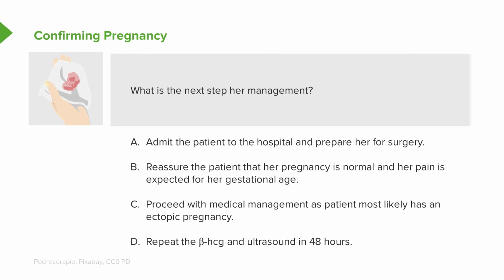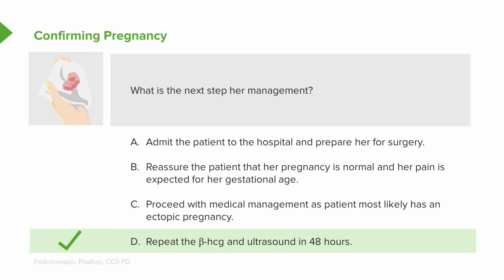So what is the next best step in her management? A, admit the patient to the hospital and prepare for surgery. B, reassure the patient that her pregnancy is normal and her pain is expected for her gestational age. C, proceed with medical management as patient most likely has an ectopic pregnancy. Or D, repeat the beta-HCG and ultrasound in 48 hours. The answer for this one is D.